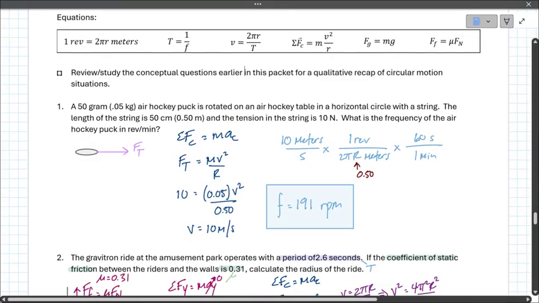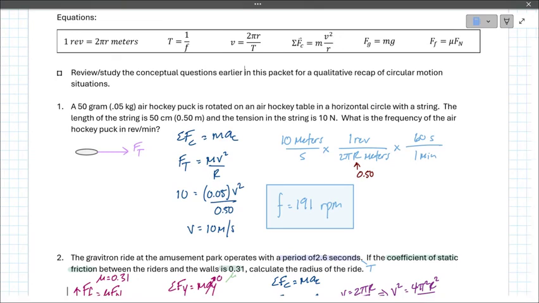We're starting off, we see we have a 50 gram, which is 0.05 kilograms. We need to be in kilograms, meters, and seconds when we calculate with our equations. So our air hockey puck is rotated on an air hockey table in a horizontal circle with a string. That means the circle is horizontal and the tension causing us to move in a circle is also going to be horizontal. So we just have this scenario right here, a horizontal circle with a horizontal tension. The length of our string is 50 centimeters, 0.5 meters, so that's meant to be the radius of our circle. And the tension of the string is 10 newtons. What's the frequency of the air hockey puck in revolutions per minute?